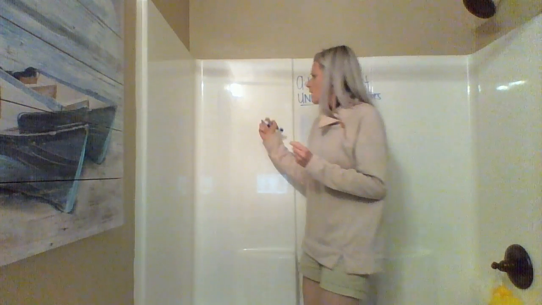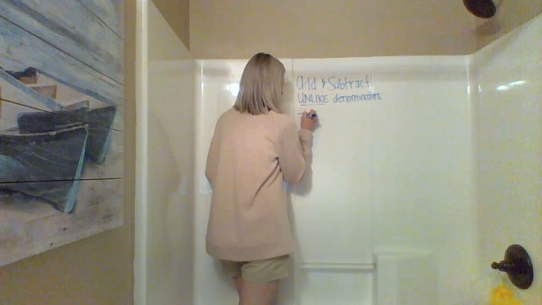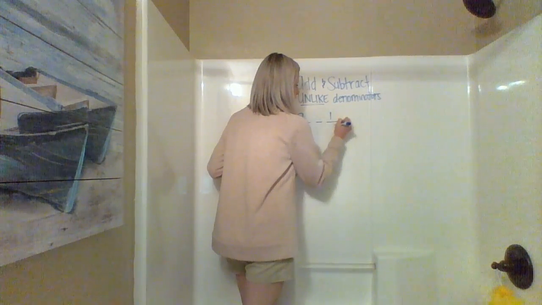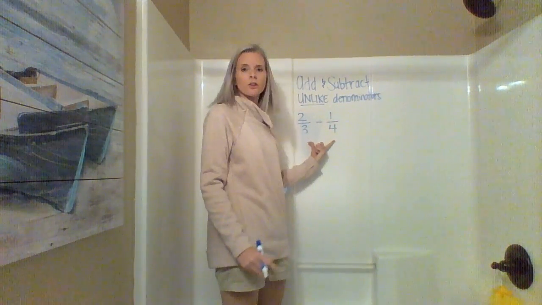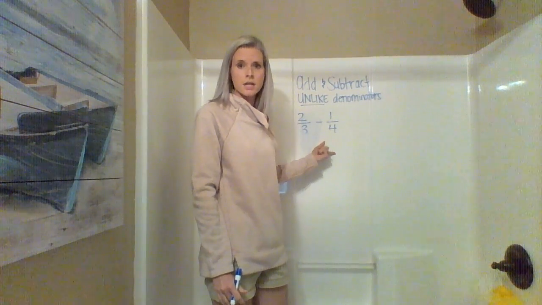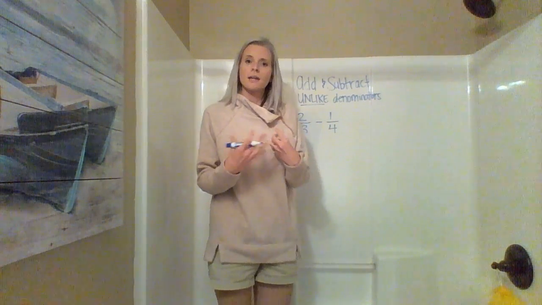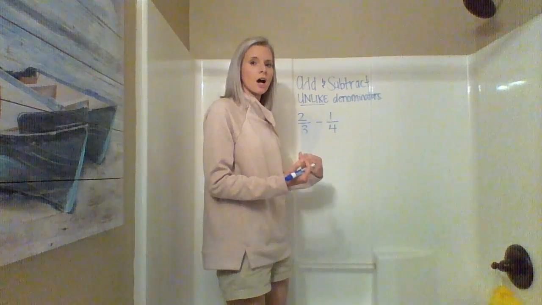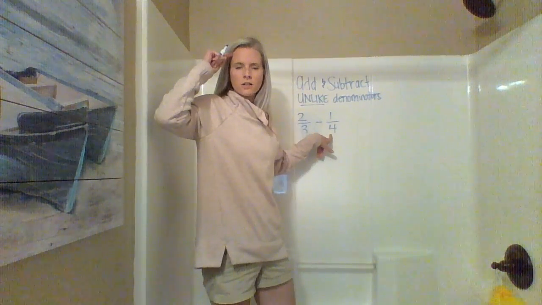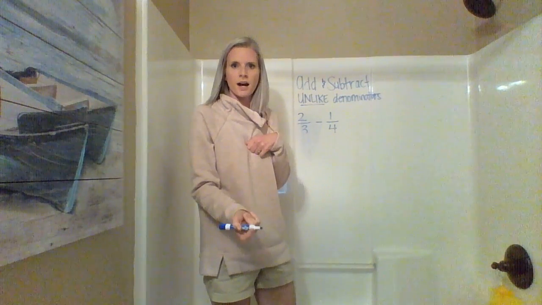So for today, let's start off with the problem 2/3 minus 1/4. Again, you're going to notice that we have two different denominators here. We have thirds and we have fourths. So we have to get those to be the same sized pieces. One way that we have learned to do this is by finding a common denominator. So we're thinking, 3 and 4. What is a multiple of both 3 and 4 they would have in common?